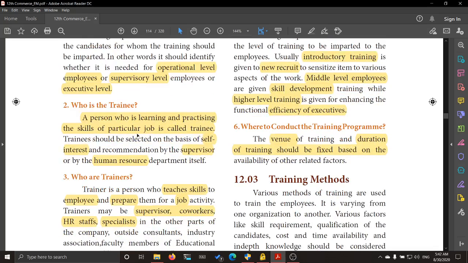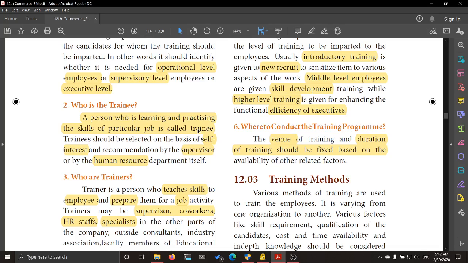Next, who is the trainee? Whom are you going to train? A trainee is a person who is learning and practicing the skill of a particular job. So he is called a trainee. Previously, in the introduction, we saw what training is, and here we see who a trainee is. The person who is going to learn and practice the skill of how to do a particular job is the trainee.